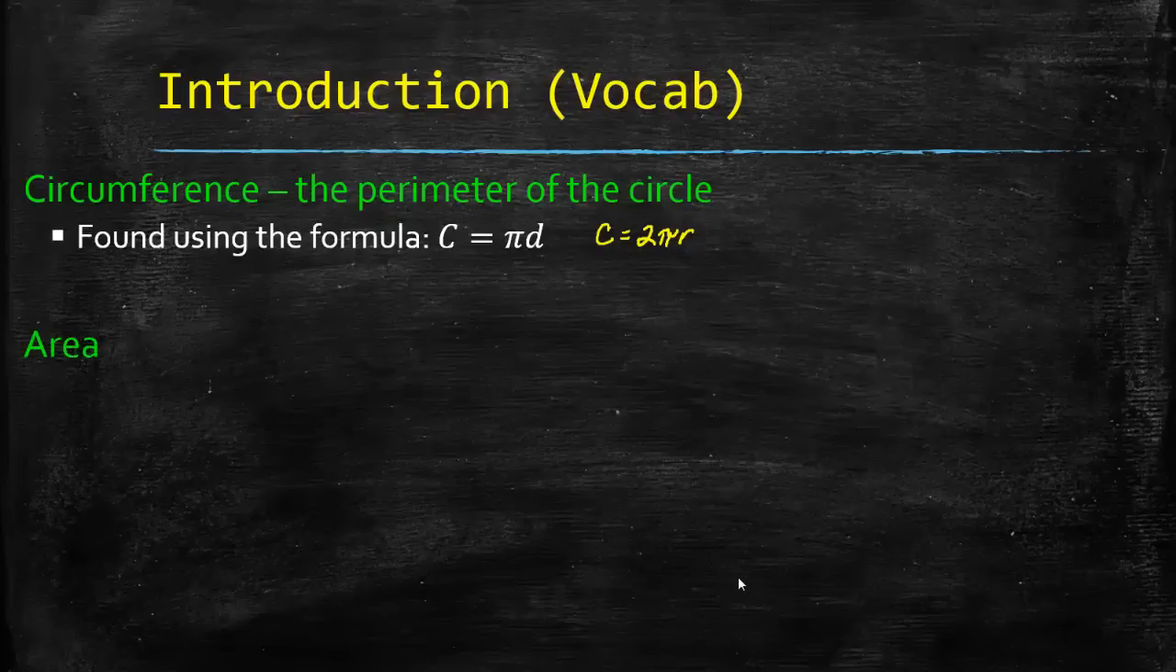Okay, area, which we're really not going to use this chapter a whole lot, but I thought it was important to kind of touch on anyway. And area is found using the formula A, which stands for area, equals pi r squared, where r is the radius, as you know. But again, not going to use it a whole lot.